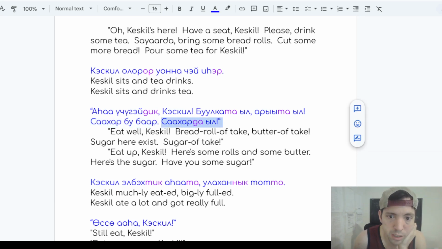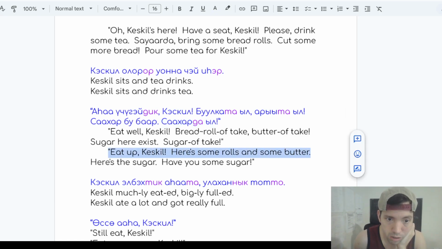Eat up, Keskil. Here's some rolls and some butter. Here's the sugar. Oh, I said have you some sugar. That's not a question, though. That's like in the South we say have you some sugar. It just means have some sugar.